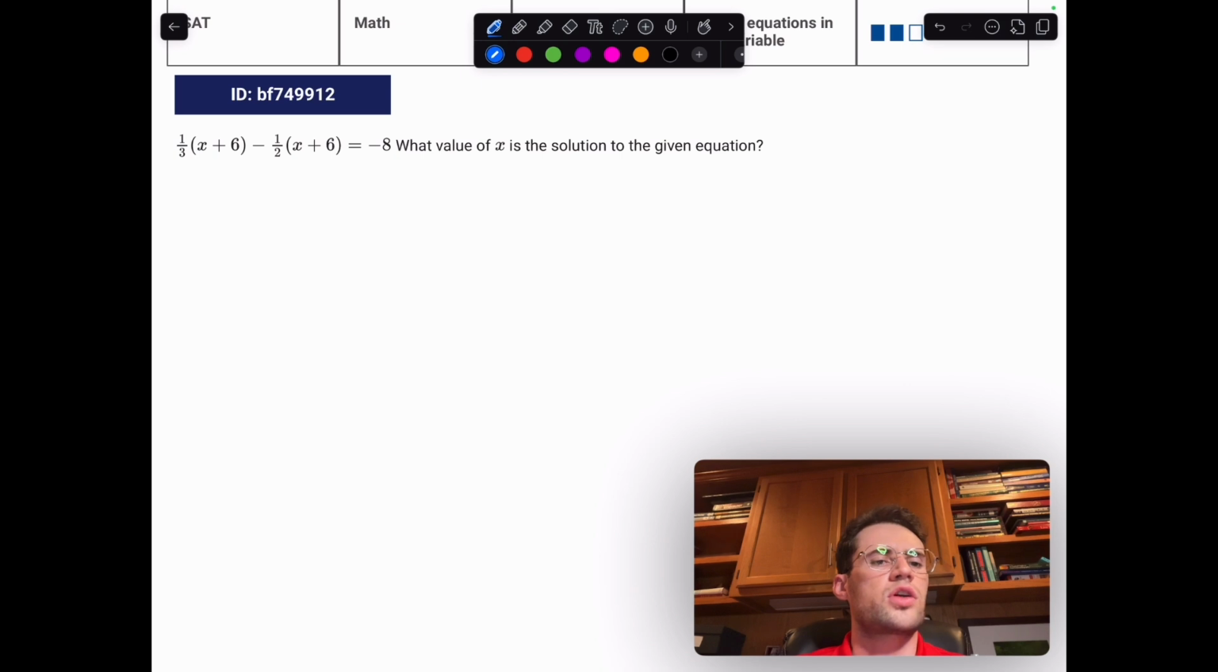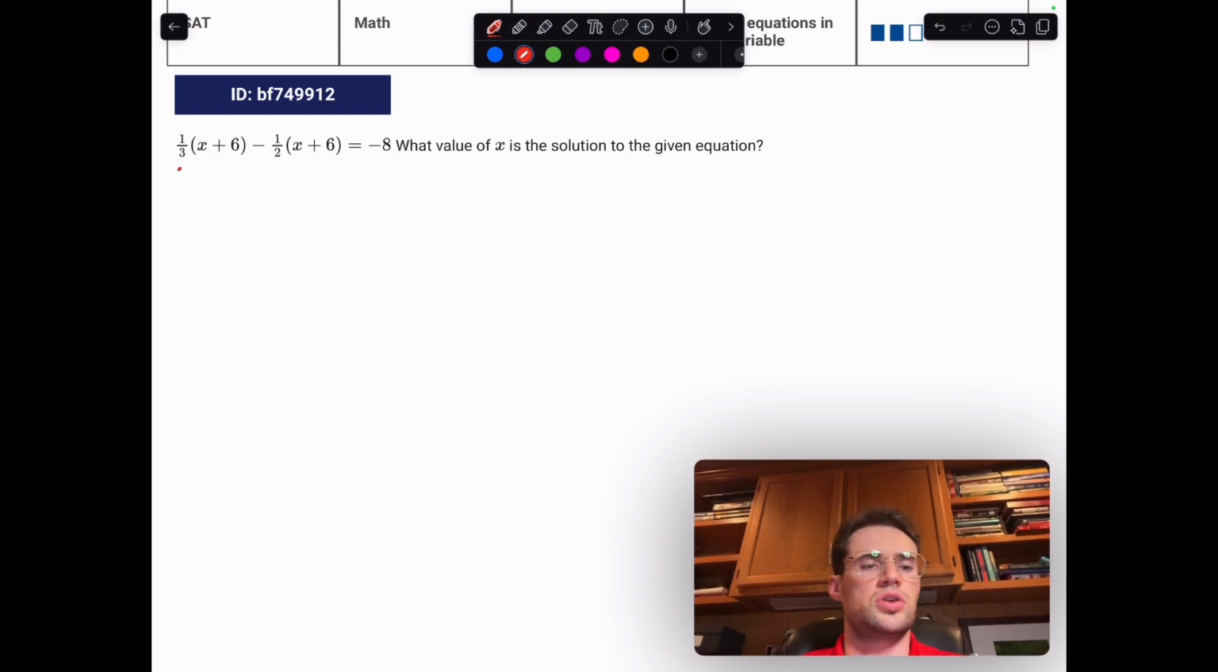Here we have 1/3 times the quantity x plus 6 minus 1/2 times the quantity x plus 6 equals -8. What value of x is the solution to the given equation? Oh, it was 1/3 and 1/2. For a second, I just looked at it again and thought they were both 1/2. I'm just thinking that's going to get rid of it.